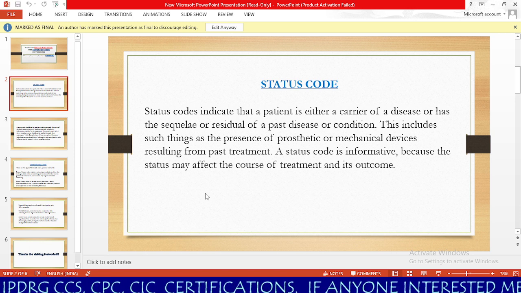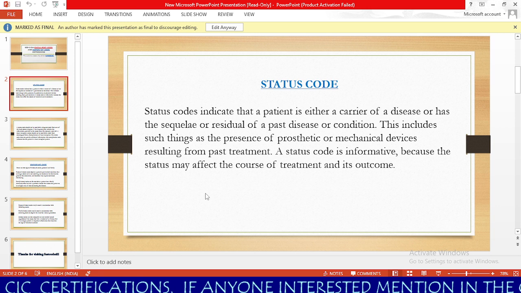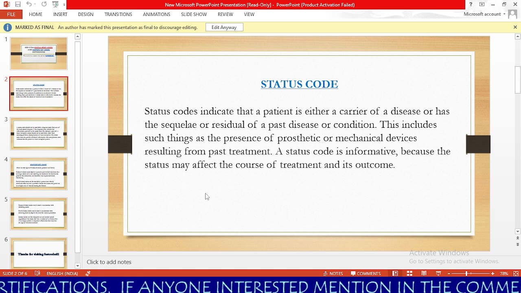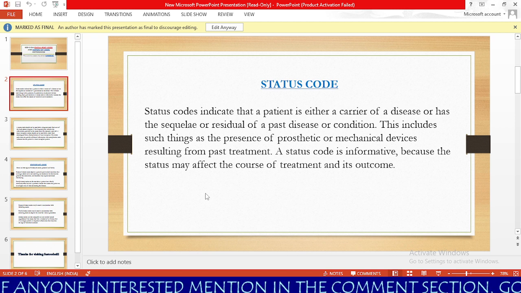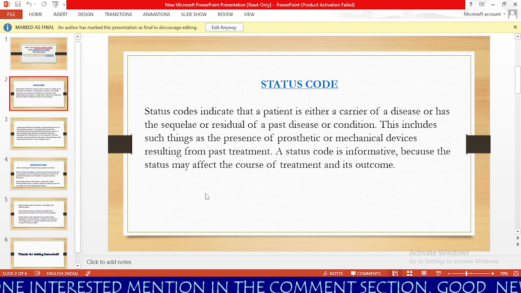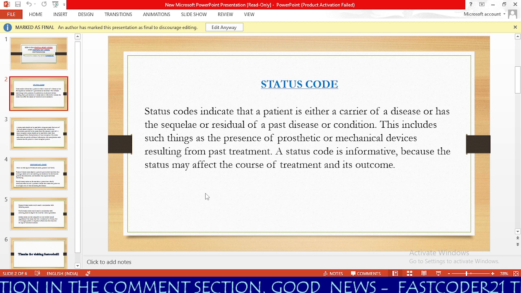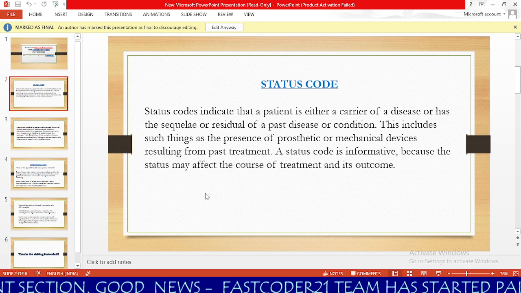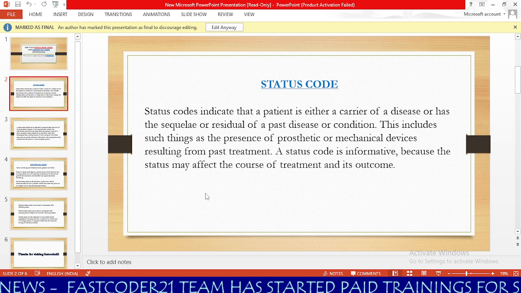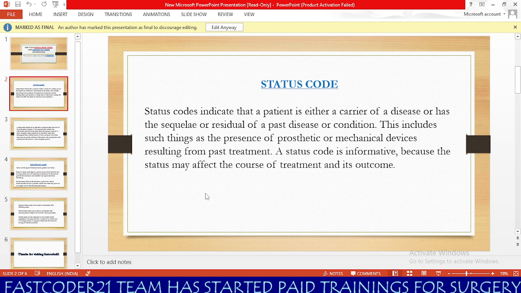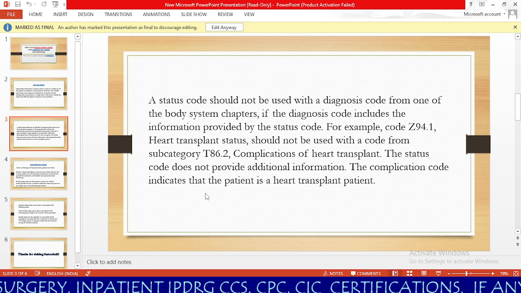Just one thing you need to remember here is that while using status code, the patient will not get rid of the total condition or past condition. So here the patient needs to have residual of that condition for which he has undergone the past treatment. For example, if you take knee replacement, as long as the patient visits the hospital, we need to apply replacement status. So it will affect the patient's current treatment. So we can't use status code along with the diagnosis code from the body system chapters.